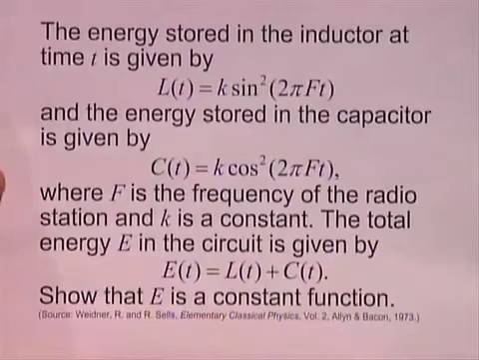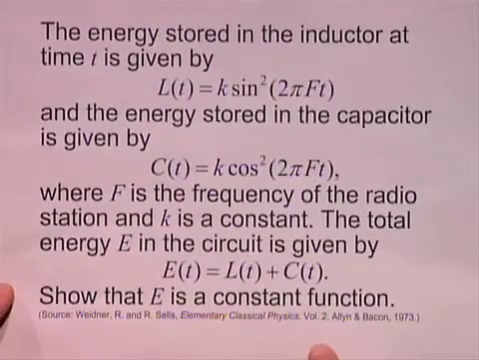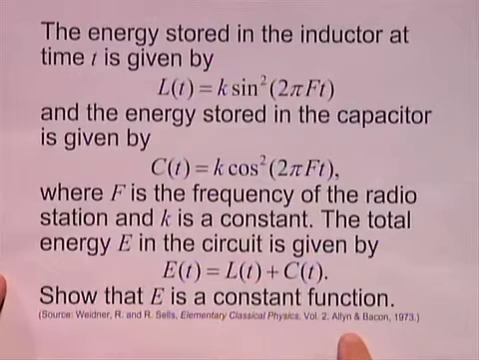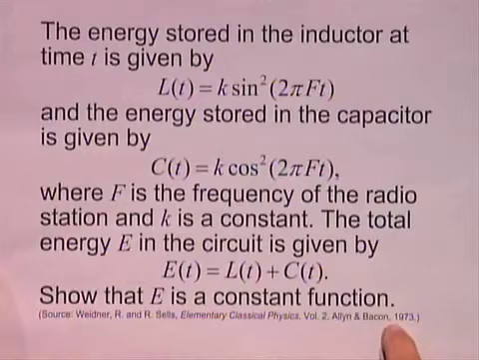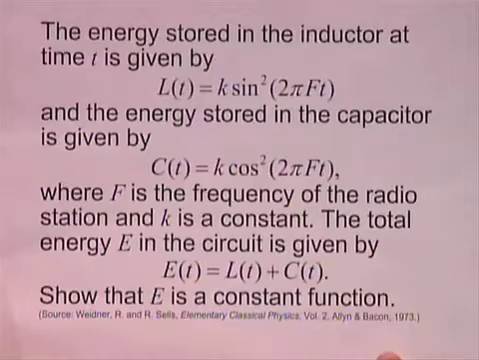The energy stored in the inductor at time t is given by L of t is equal to K sine squared of 2 pi capital F t, and the energy stored in the capacitor is given by C of t equals K cosine squared 2 pi capital F t, where F is the frequency of the radio station and K is a constant. The total energy in the circuit is given by E of t equals L of t plus C of t, and what we want to do is show that E is a constant function.